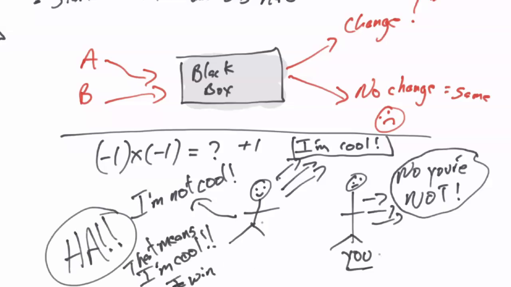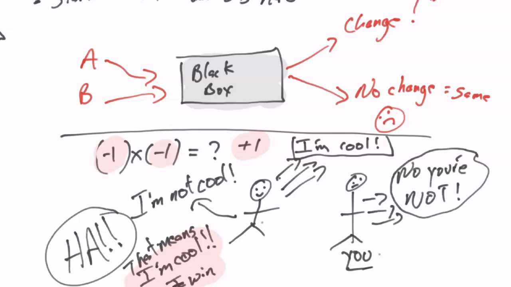when I said I'm not cool, and you responded with, no you're not. No, not cool. Saying no to not cool, a negative times a negative, is a positive. I'm not cool, and you saying no, you're not, equals I am cool. Negative times a negative equals a positive. That's the exact logic that this black box is going to use.